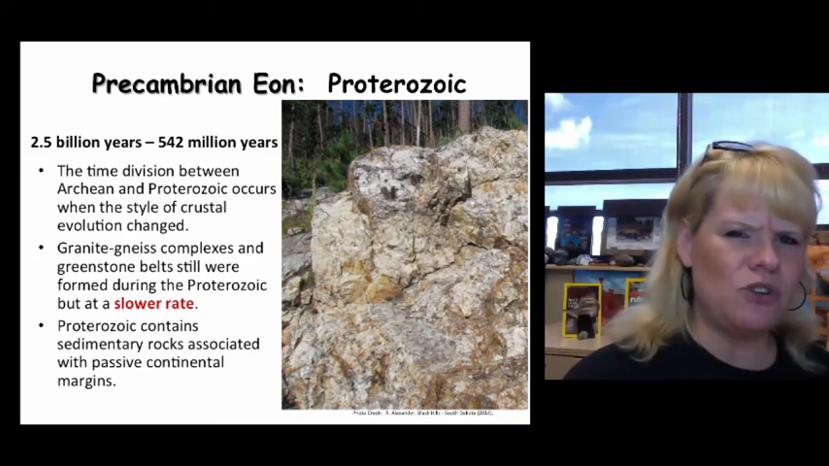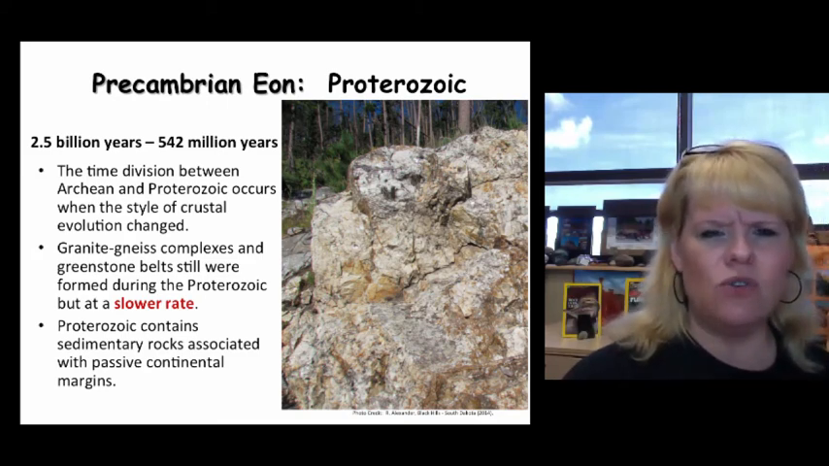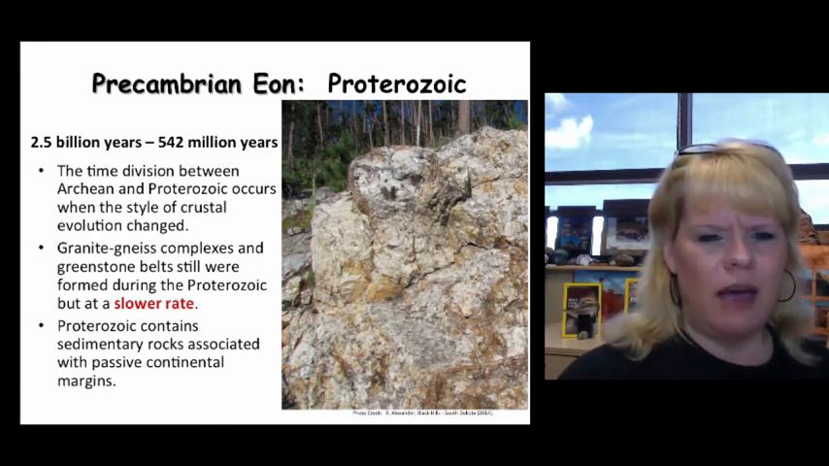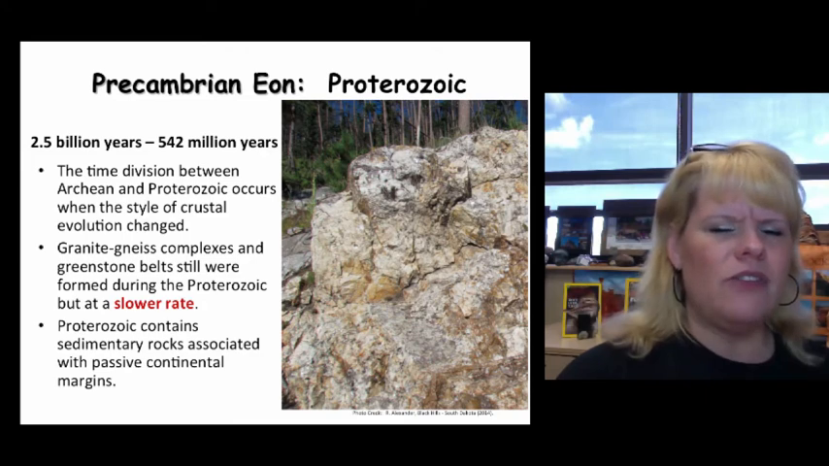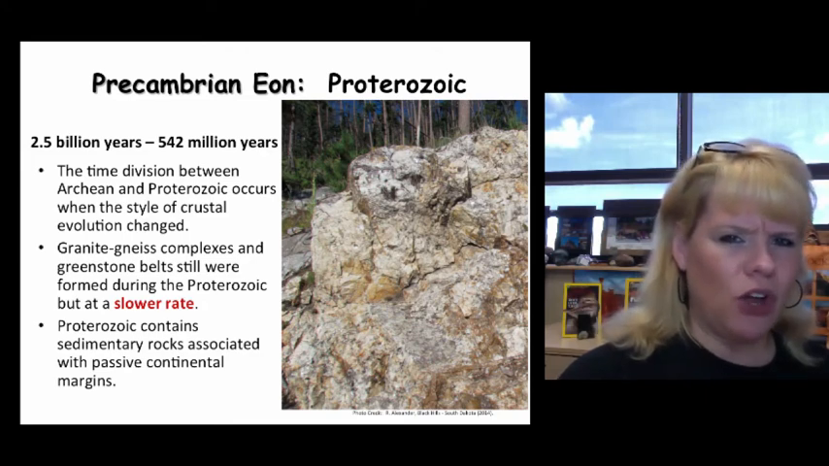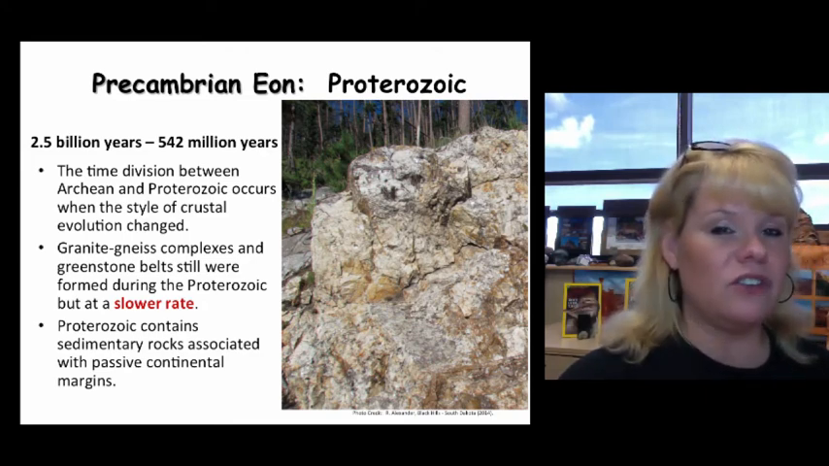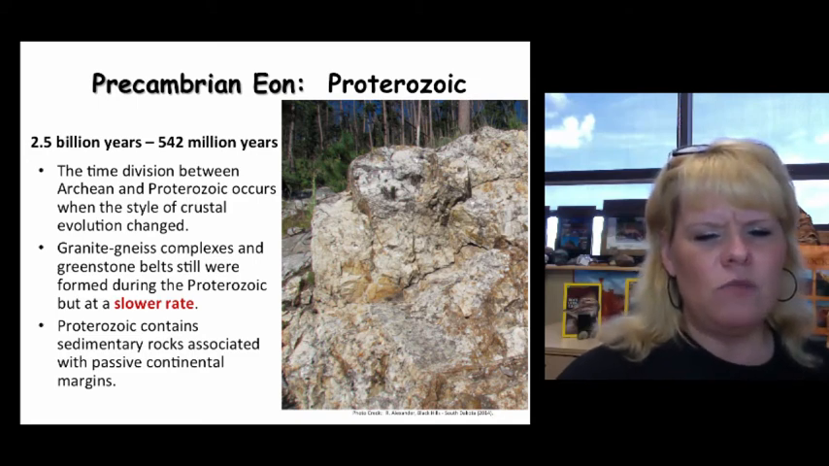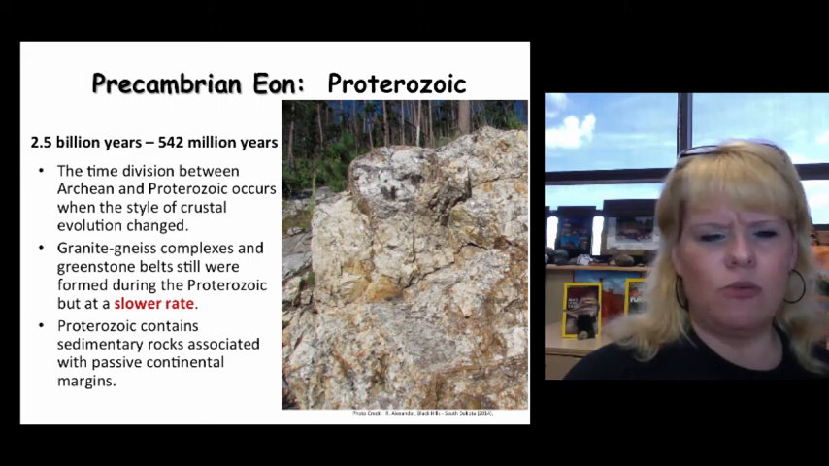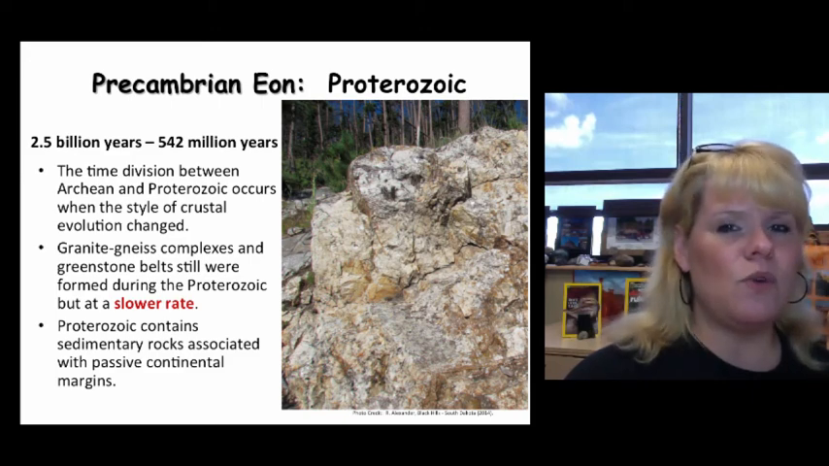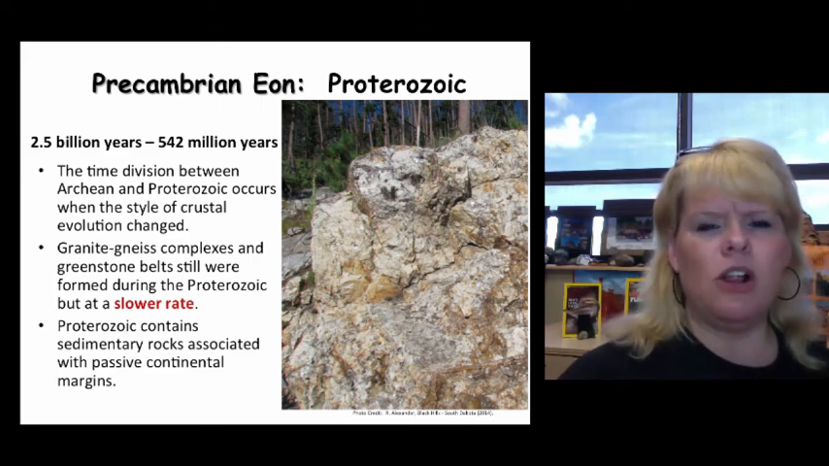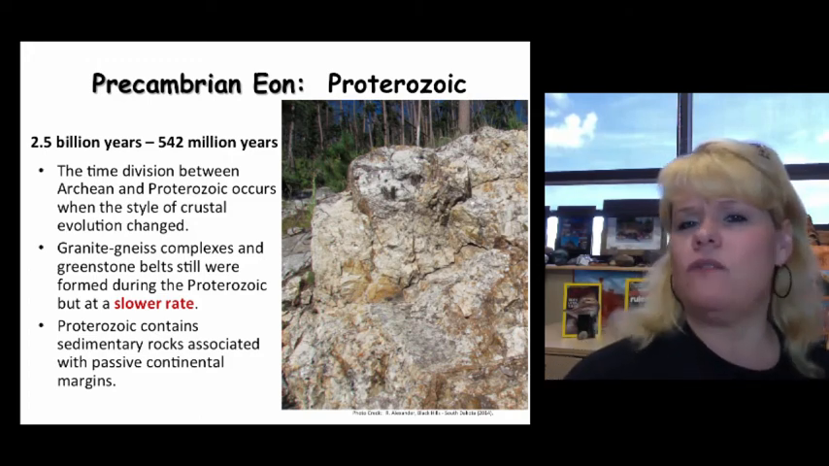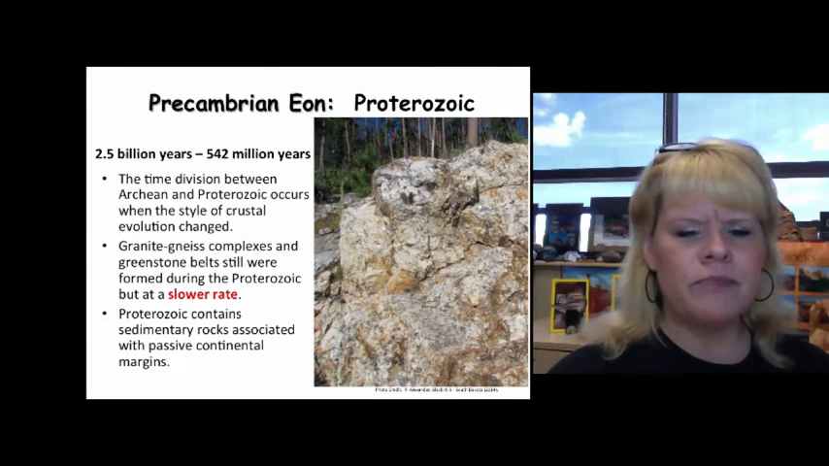It lasts from 2.5 billion years to 542 million years. So much happened during this time. The evolutionary style of how we're going to crank out crust is going to change, and it's distinctive between Archean and Proterozoic. The greenstone belts were still being formed at the beginning of the Proterozoic, but at much slower rates. So the belts should be closer together in parallel lines for Archean and spread further apart for Proterozoic.